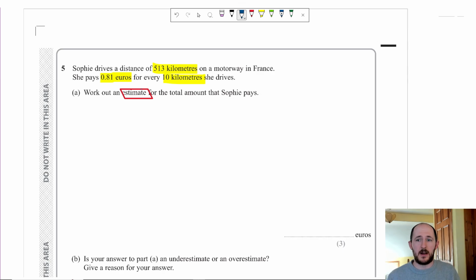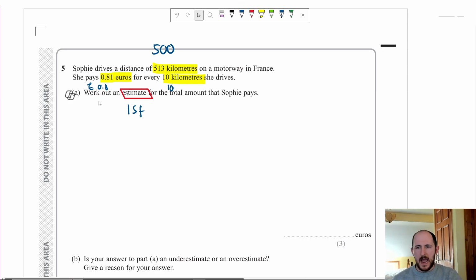So if I use a calculator right now, get the exact right answer, even if I did it by hand, I get 0. So when we're rounding, I always recommend to round everything to one significant figure. So that becomes 500 kilometers, that obviously stays 10 kilometers, and that goes to 0.8 euros. So how do we work out the total amount that she pays? Well, she pays 0.8 euros every 10 kilometers, and we have 500 kilometers.